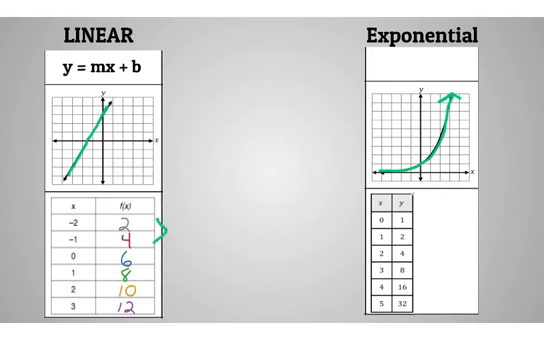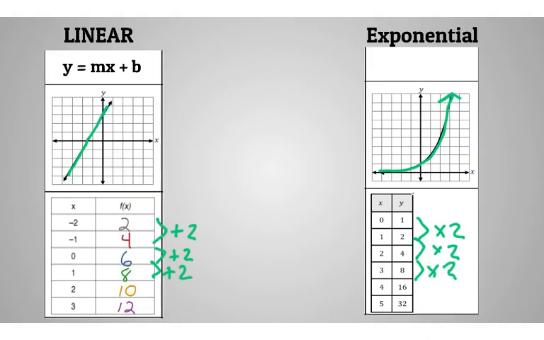When it comes to the table of values, a linear table of values will go up by addition. In this case, it's +2 each time. But an exponential table of values goes up by multiplication. In this case, you're multiplying by 2 each time to get the next value.